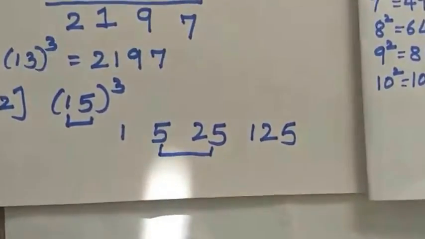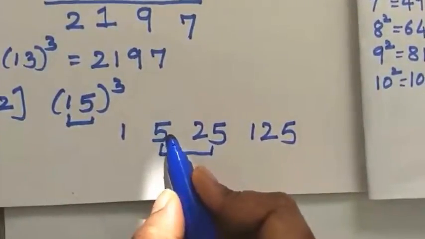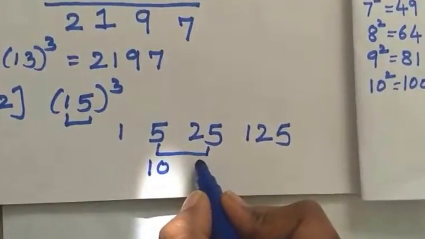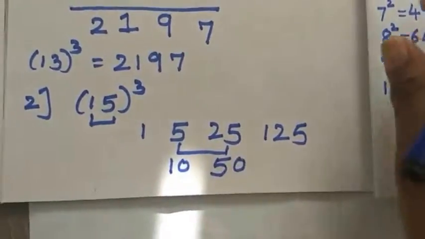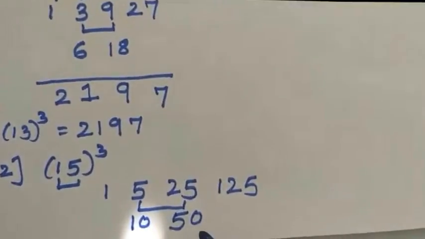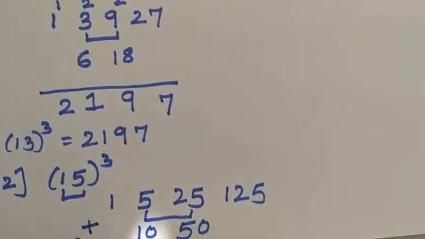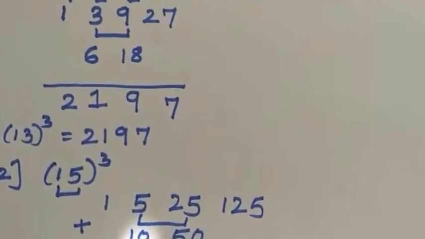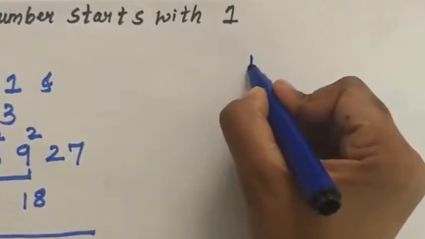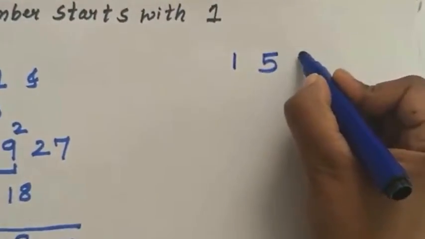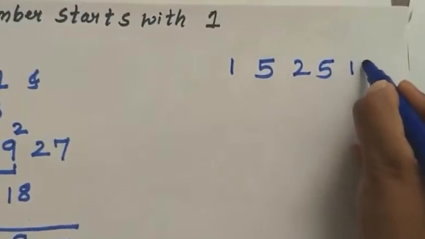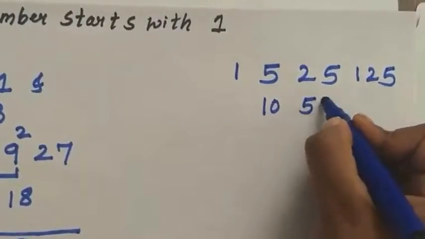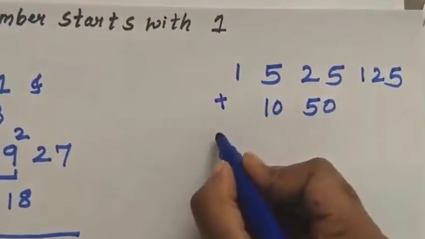Next, double these values. 5 double means 5 plus 5 is your 10. Then 25 plus 25 is your 50. So next step, I am going to add these two rows. I am going to write the same values here as it is, 1, 5, 25, 1, 2, 5, then 10 and 50. I am going to add these two rows over here now.